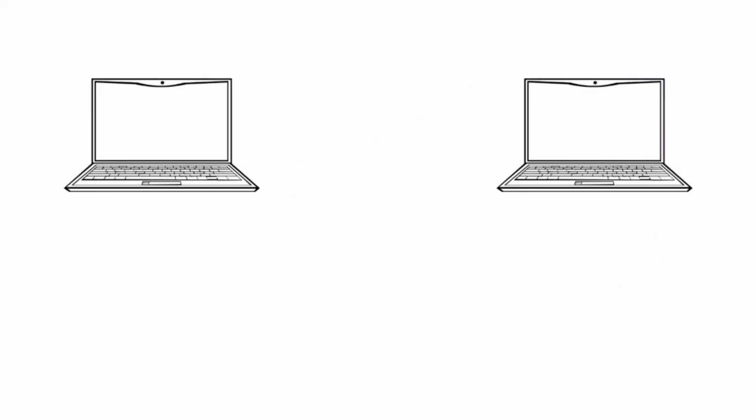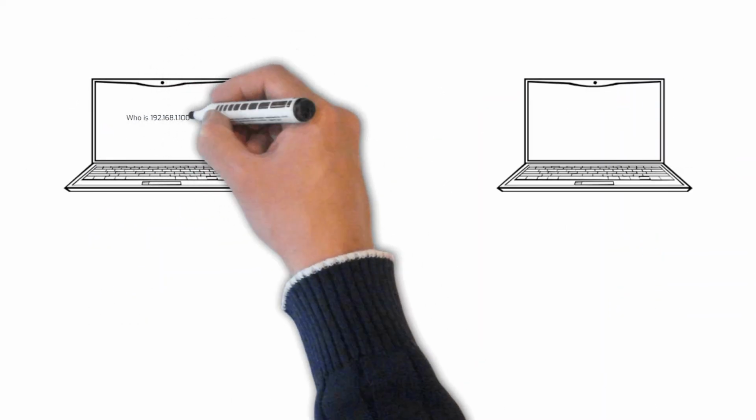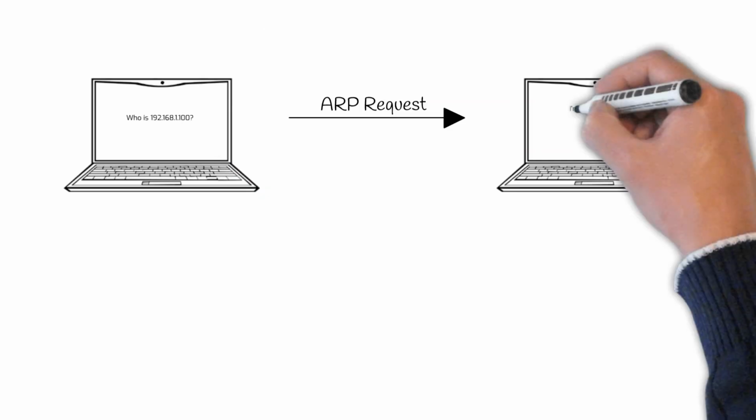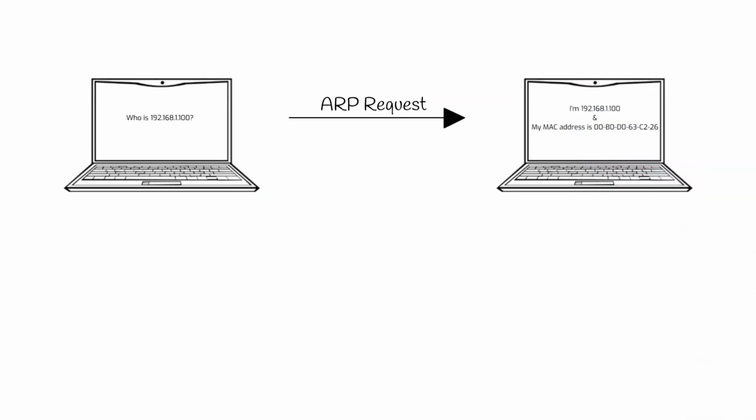In conclusion, at layer 2 of network communications, all devices on the local network need to know the MAC addresses of other devices to communicate effectively. Understanding how ARP resolves IP addresses to MAC addresses is fundamental for ensuring smooth and efficient network operations.